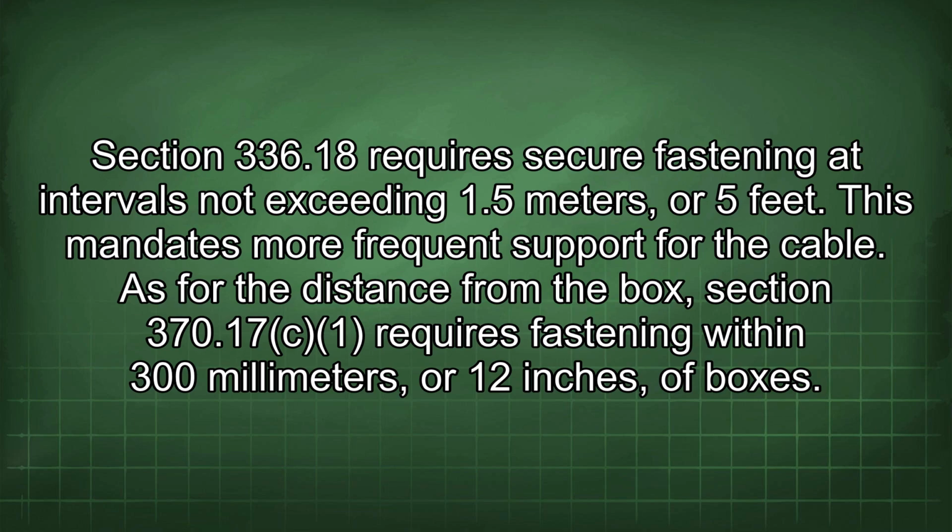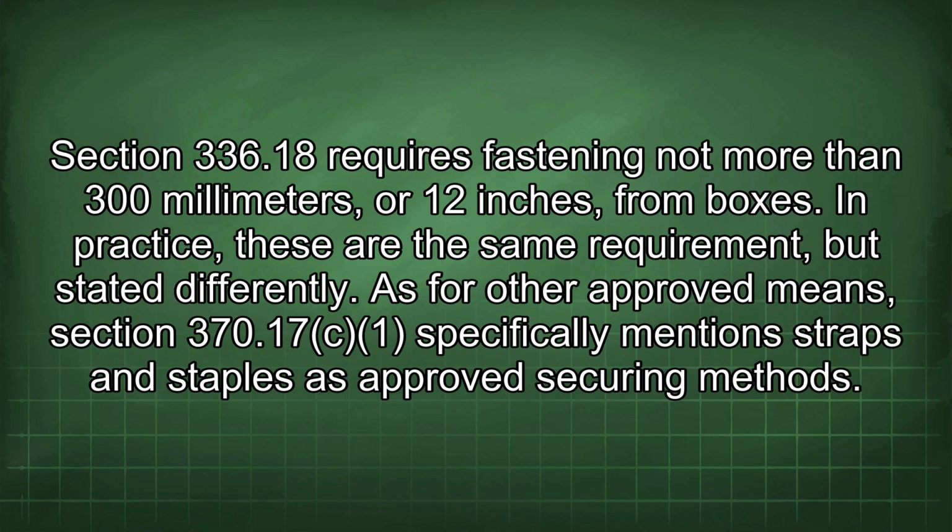As for the distance from the box, Section 370.17 CON requires fastening within 300 millimeters or 12 inches of boxes. Section 336.18 requires fastening not more than 300 millimeters or 12 inches from boxes. In practice, these are the same requirement, but stated differently.